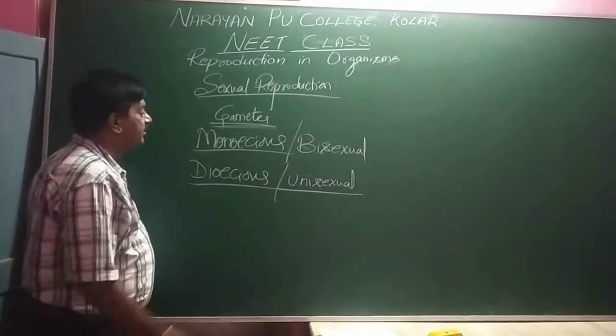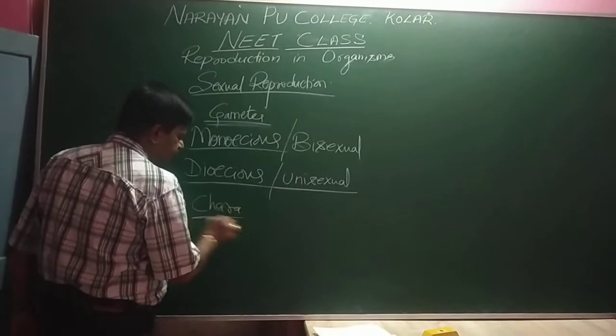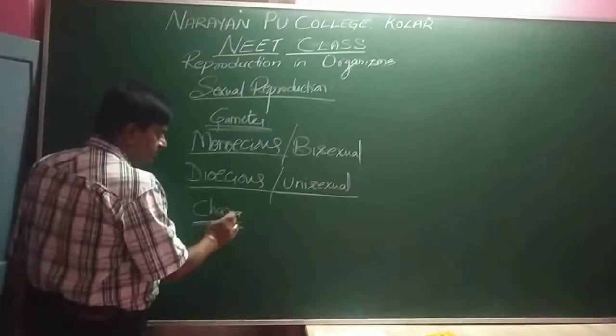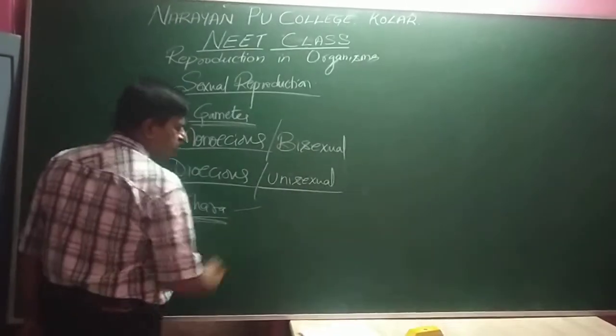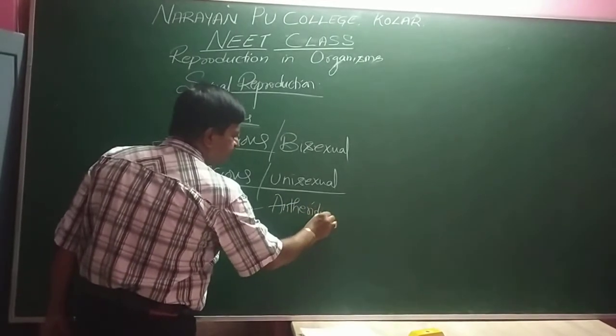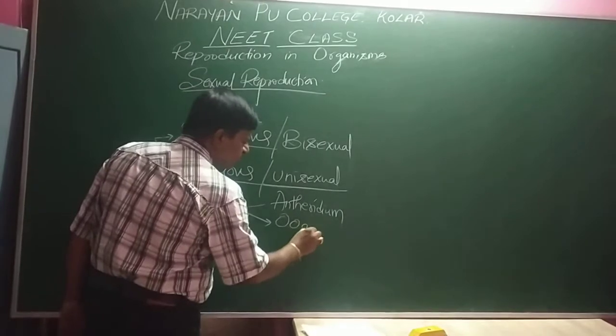Now we will go for the other one, where we take an example, algae, Chara. This is one of the monoecious, which has the male sex organ called antheridium and the female sex organ called oogonium.